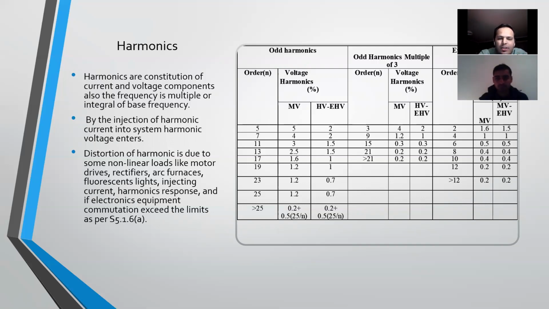So harmonics are generated due to distortion from some non-linear loads like motor drives, rectifiers, fluorescent lights, injecting current harmonics, and electronic equipment, and they are executed to the limit as per the S51.6.A.